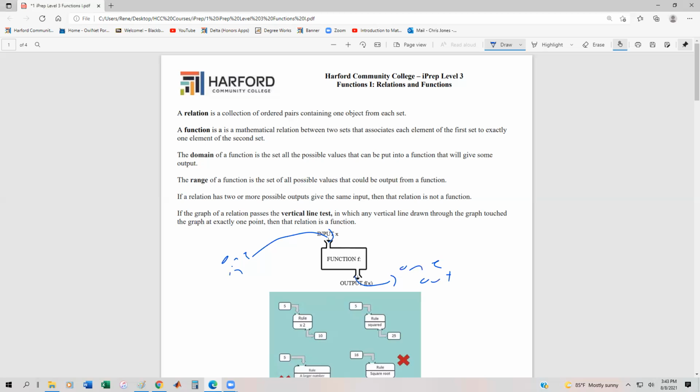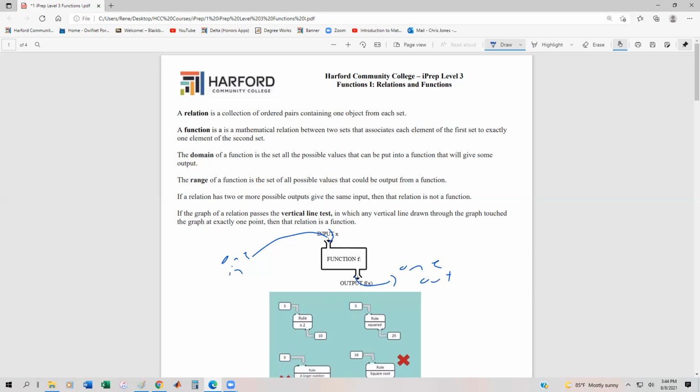Now we know that in every machine, there's only certain inputs and certain outputs. So the domain is going to be the set of all inputs. The range is going to be the set of all outputs. Anything that can go into a machine and give you an output is going to be the domain, and all the possible outputs are going to be the range for that function.